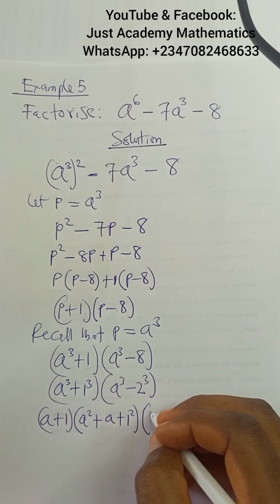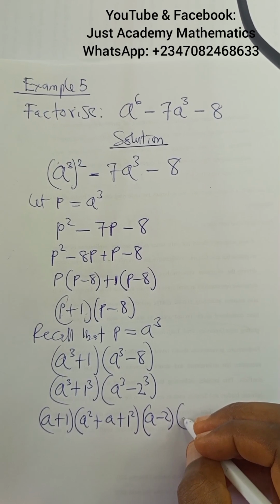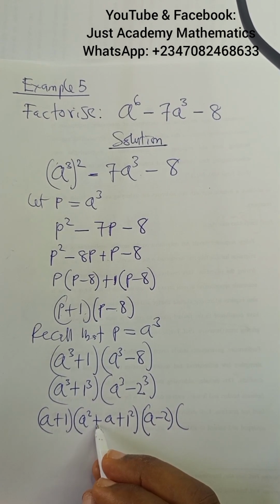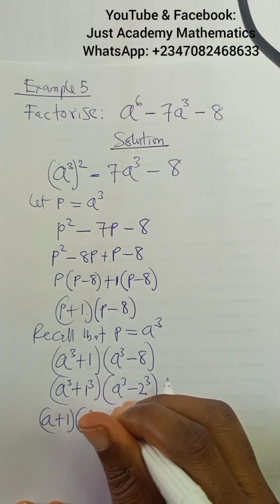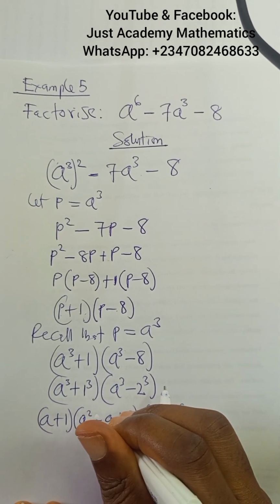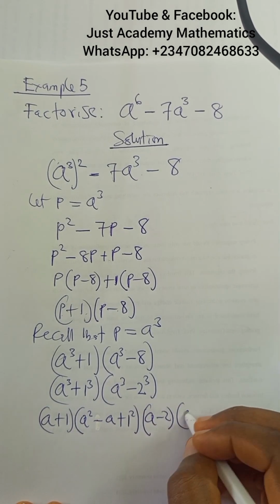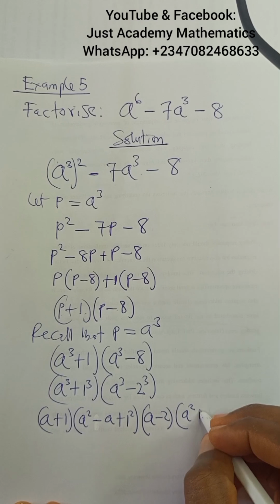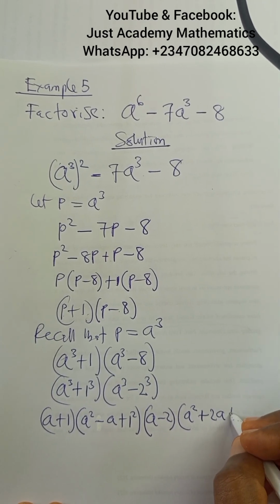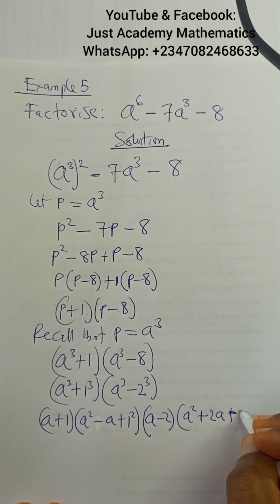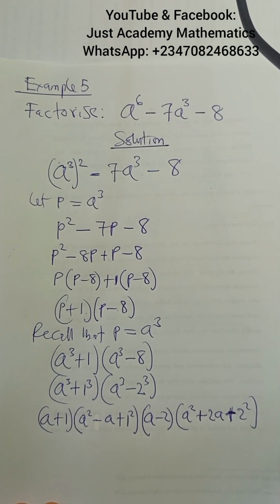Times this one, a minus 2. Bracket, no, this one, this place is minus, not plus. This is plus, so here is minus. But this one is plus. Here is a square plus 2a plus 2 square. Are you seeing it now?